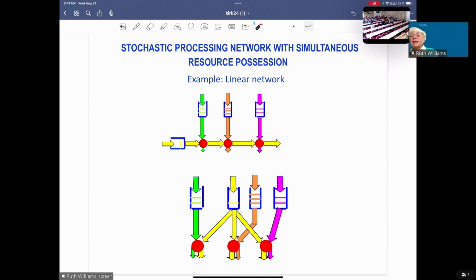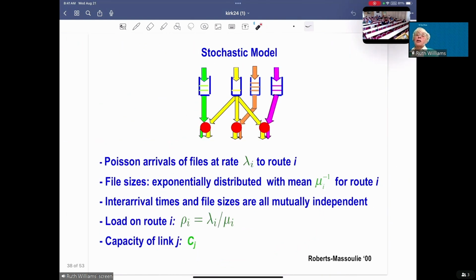So we'd like to be able to understand this model. And so let's, like we did before, take a simple situation. Suppose that for each of the queues, which correspond to routes, there are Poisson arrivals of files at an average rate of λ_i for route i. Let's suppose that the file sizes are exponentially distributed with a mean of 1/μ_i for route i. Let's suppose interarrival times and file sizes are all mutually independent.